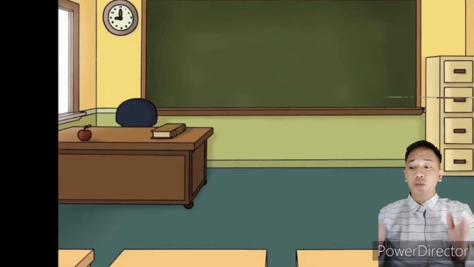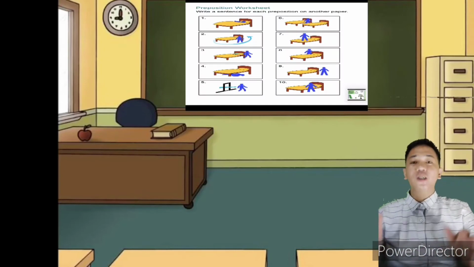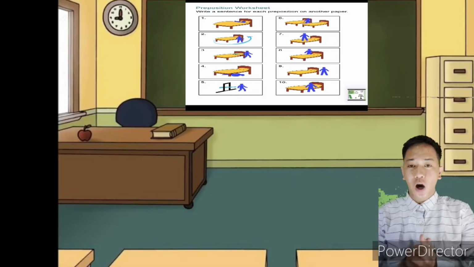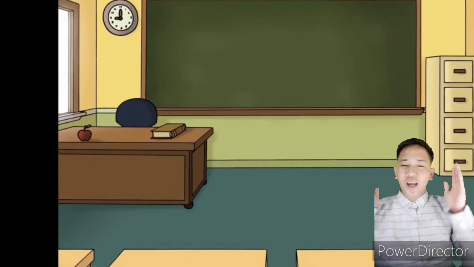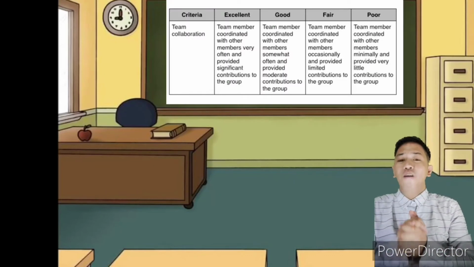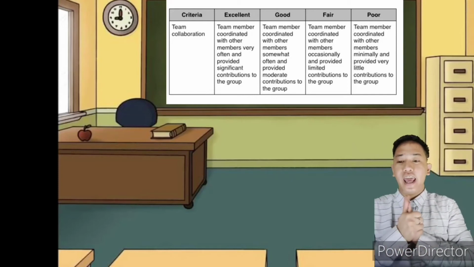And for group 3, all you need to do is to write a sentence for each preposition on another sheet of paper. In front of you, children, will be our rubrics that will serve as the guide for you to be able to get excellent, good, fair, and poor.